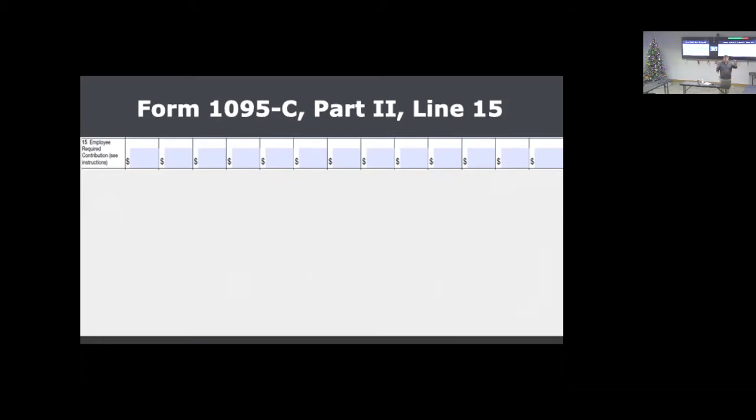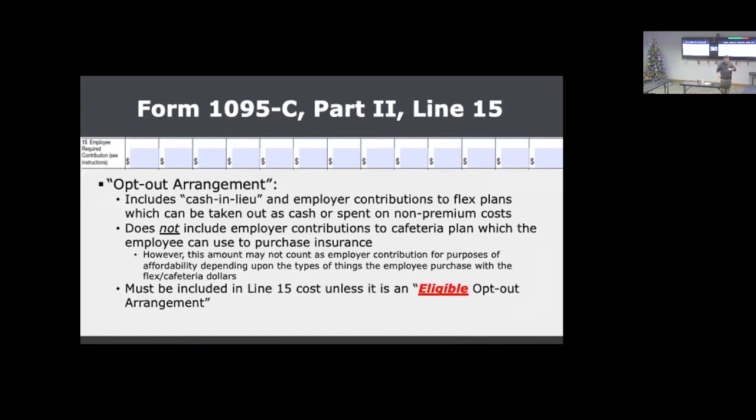So if this is not you, if you don't have a Flex or 125 plan, feel free to ignore this part. If you do, and we're using that as a vehicle to funnel cash in lieu or a flat salary into, make sure you've got your arms around this or call your school lawyer to figure out how that's going to impact your reporting.